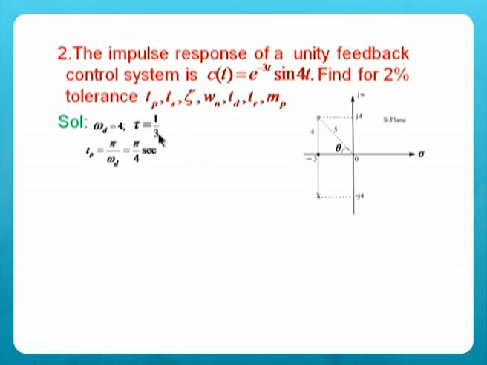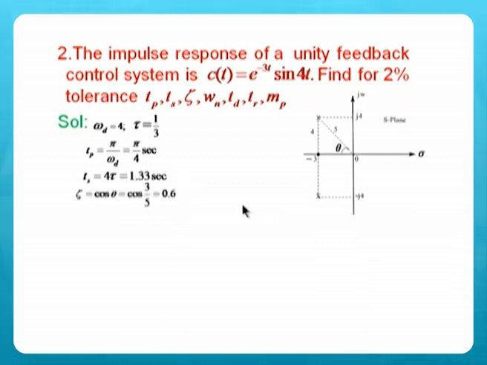So omega d is taken as 4, and the time constant is the reciprocal of this real part of the pole, that is 1/3 seconds. As we know, the expression for peak time is pi by omega d, where omega d from the problem is j4. So the magnitude of omega d is 4, and pi by 4 seconds is the peak time. The settling time for the 2% tolerance band is 4 times the time constant, and its value is 1.33 seconds.